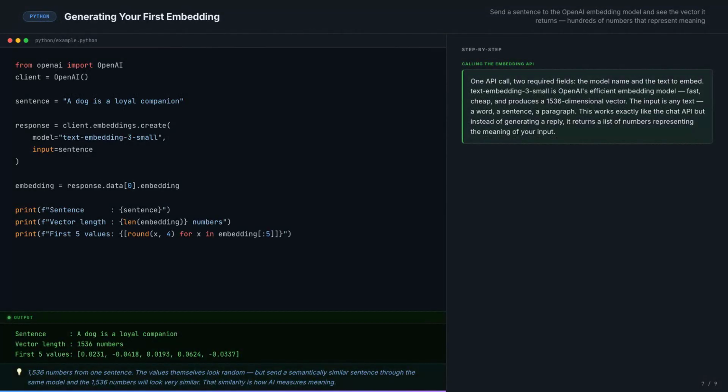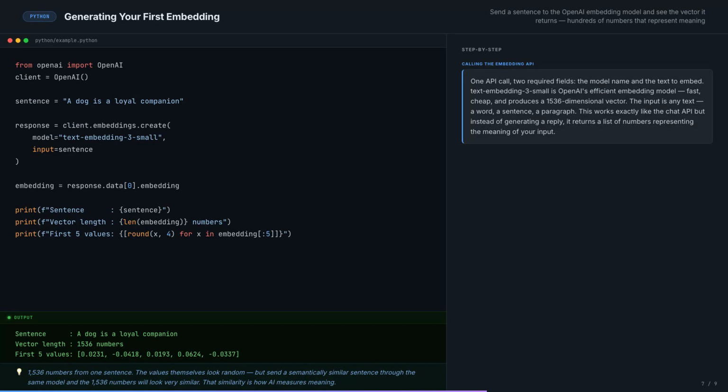We start by calling the embedding API, client.embeddings.create, with two required fields, the model name and the text we want to embed. We are using text-embedding-3-small, which is OpenAI's efficient embedding model, fast, affordable, and produces a strong 1536-dimensional vector for any input text. Think of it like the chat API, but instead of generating a reply, it hands back a list of numbers that represent the meaning of your input.